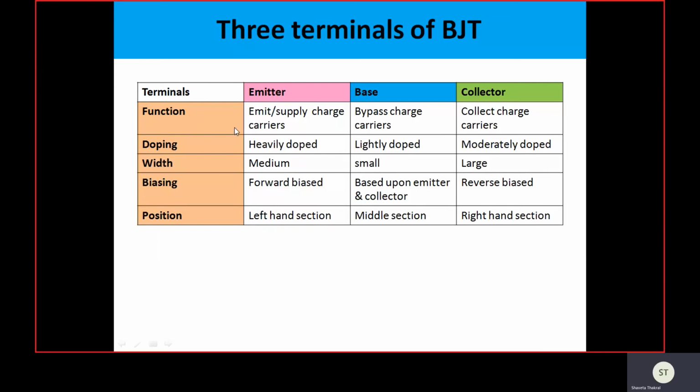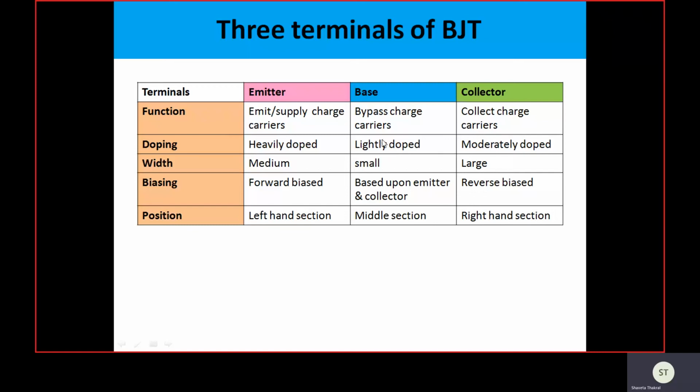The function of the emitter is to emit or supply charge carriers. The function of the collector is to collect charge carriers. And the function of the base is to bypass charge carriers from emitter to collector. If we compare the doping profile, the emitter is heavily doped because it has to supply charge carriers. The collector is moderately doped as it is collecting charge carriers. And the base is always lightly doped because it has to bypass charge carriers.